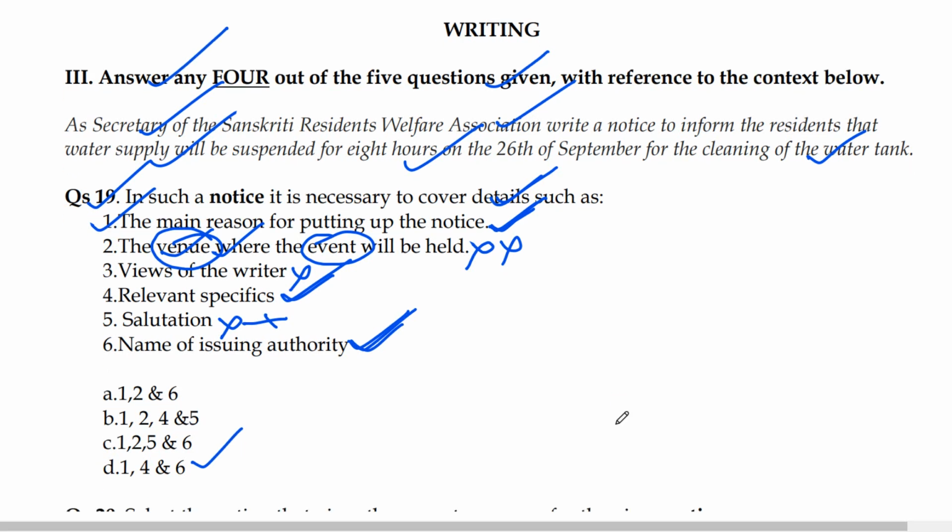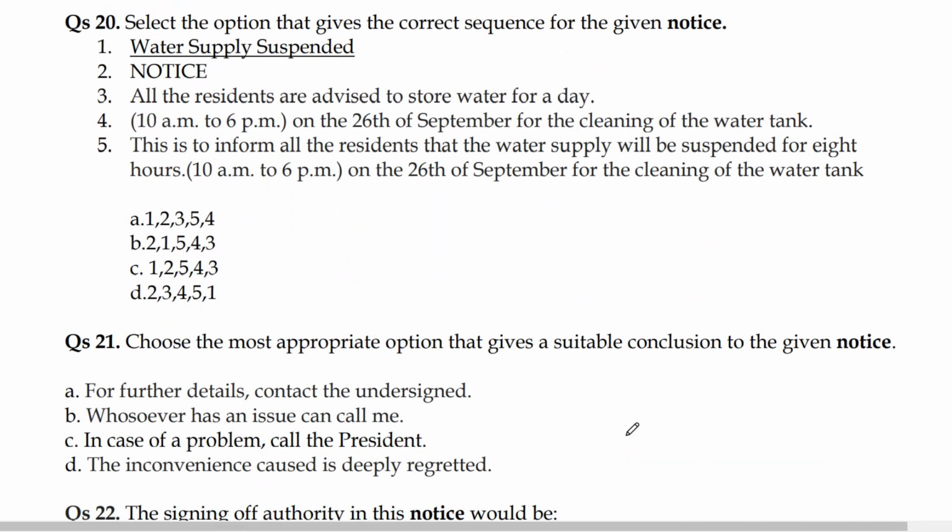Let's move on to the second question of this same instruction. Question number 20. Select the option that gives the correct sequence for the given notice. The second question is related to finding out the sequence. Sequence means the order of things in the notice. Look at that. Water supply suspended. Notice. If notice is there, we have to write it. Notice. All the residents are advised to store water for a day. This will come only after the instruction that we are supposed to give them.